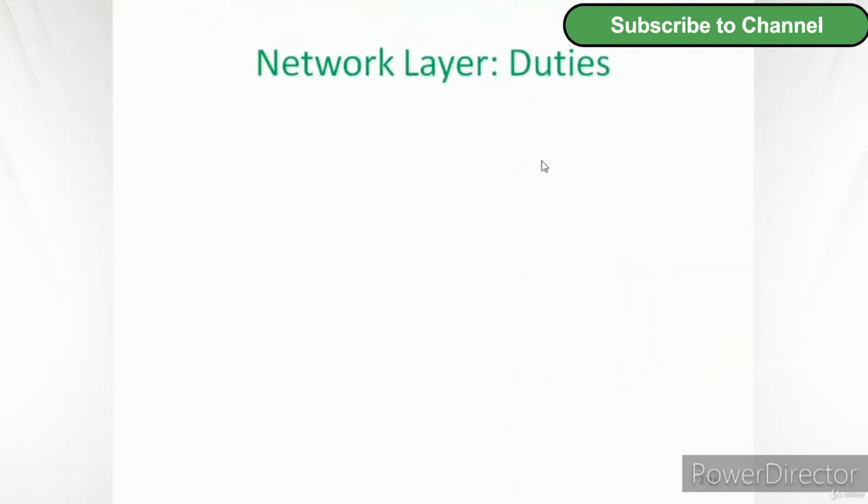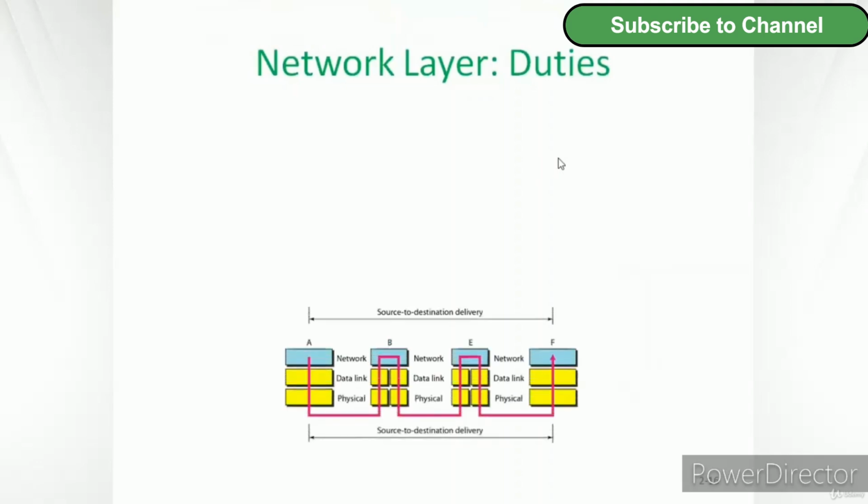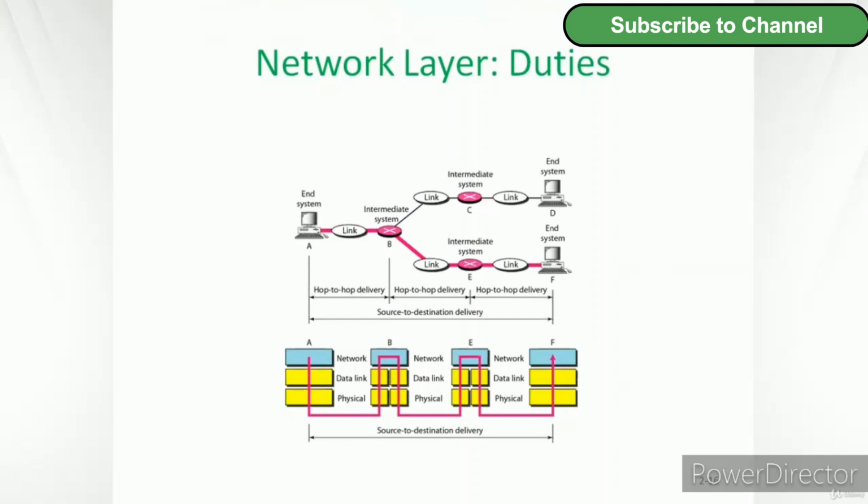Then we will see the network layer duties. You can see this diagram. This network layer is responsible for logical addressing and routing. This logical address we call the IP address, or the network address. It is unique and universal, and by this the computers communicate from one location to another, or we can say on the internet.